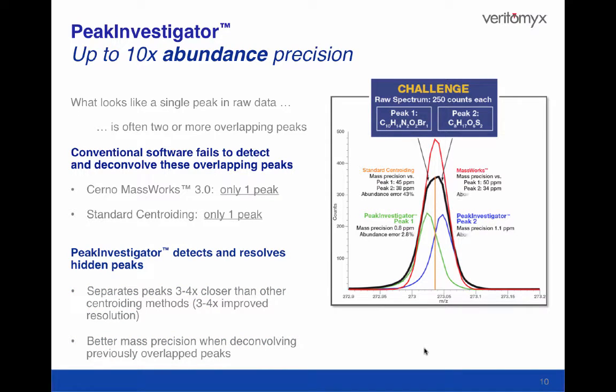In addition, note that the two known peak components are present in this sample at 250 counts each. When hidden peaks are missed, the centroid for the combined peaks substantially overestimates abundance versus the actual abundances of the components present. PeakInvestigator's precise deconvolution of the hidden peaks also delivers up to tenfold improvements in abundance precision relative to the two known species.